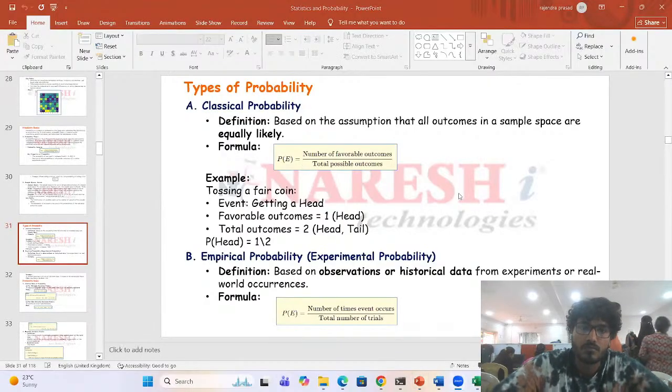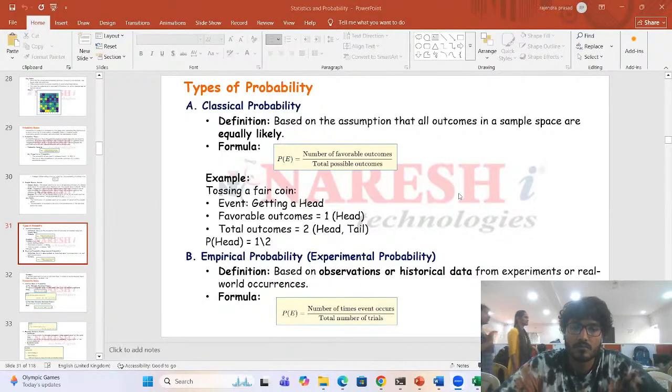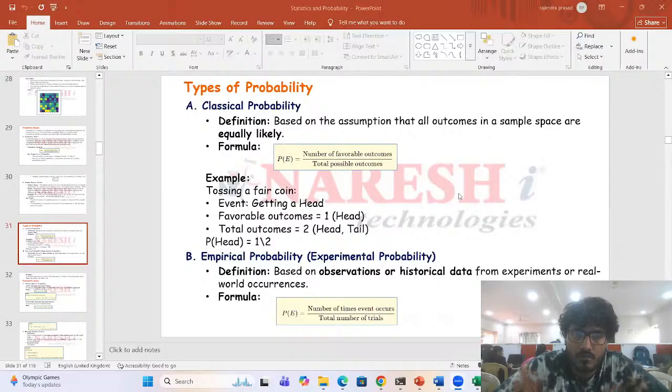Okay, we'll see. The first one is classical probability. We have already seen it. We have multiple ways, and we should know in which scenario we use which probability. First we'll go by classical probability. Classical probability is defined based on the assumption that all the outcomes in the sample space are equally likely.